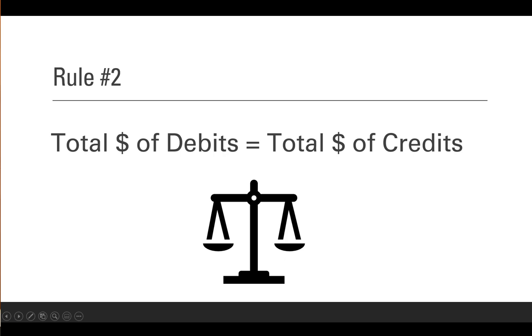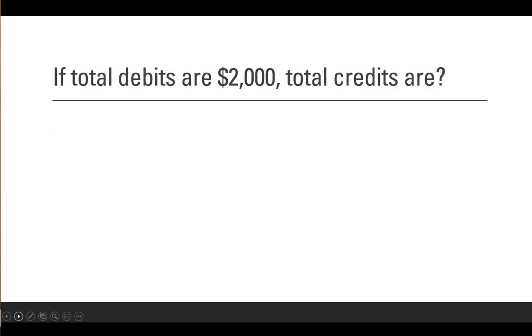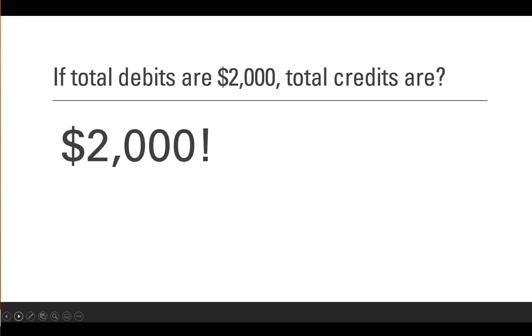Rule number 2. Total dollar of debits equals total dollar of credits. Sometimes you'll have more than one debit in a journal entry or more than one credit, but the total dollar amounts have to be equal all the time for every entry that you make and in every business at every moment. If total debits are 2,000, total credits are, you got it, 2,000.